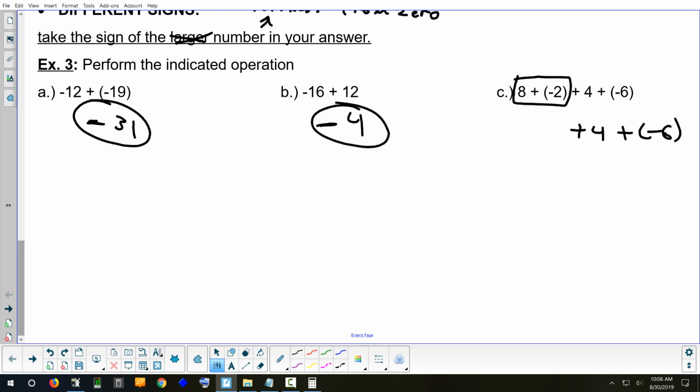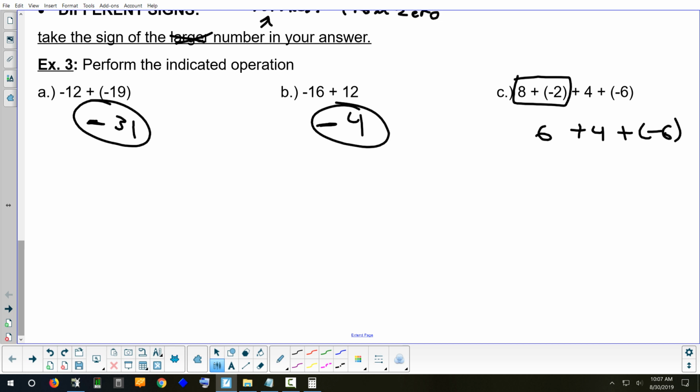It's going to be the first number in my expression. So do I put a positive like that? No, if it's the first number, you just leave it blank. Unless it's negative, you put the negative. So we know it's going to be positive. And now just tell me the difference between 8 and 2. How far apart are 8 and 2? 6. So the difference between 8 and 2 is 6.